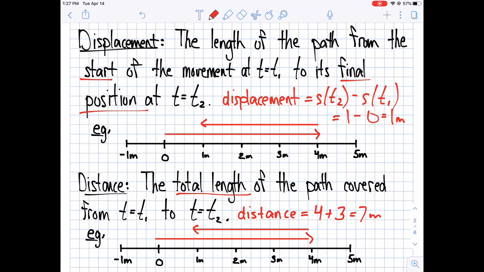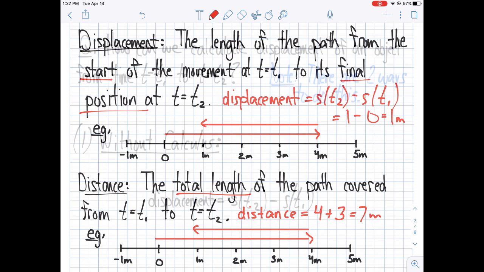Now let's take a look at a little bit more of the notation and a more in-depth calculus definition for these concepts.